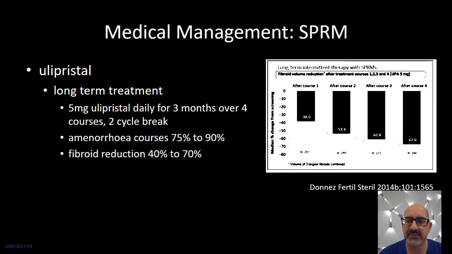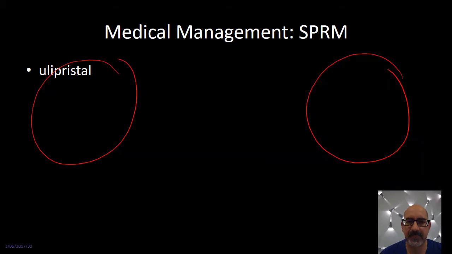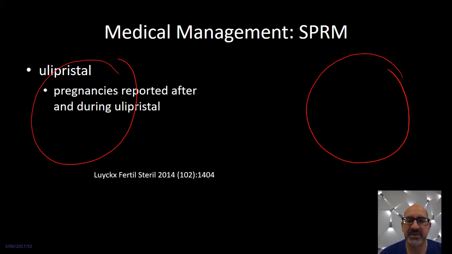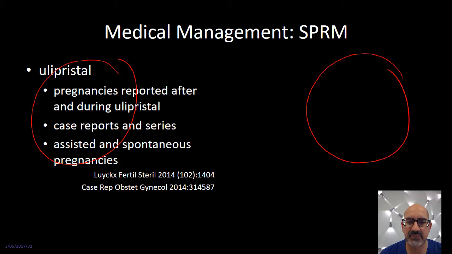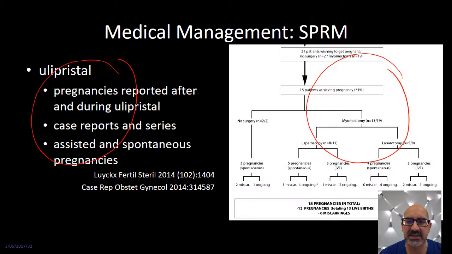So looking at repeated courses of ulipristal, you see that repeated courses cause shrinkage of the fibroid, though most of this has been achieved after the third course. There have been a number of pregnancies reported after and during ulipristal use, and these were summarized in 2014, and have occurred both assisted and in a spontaneous way.